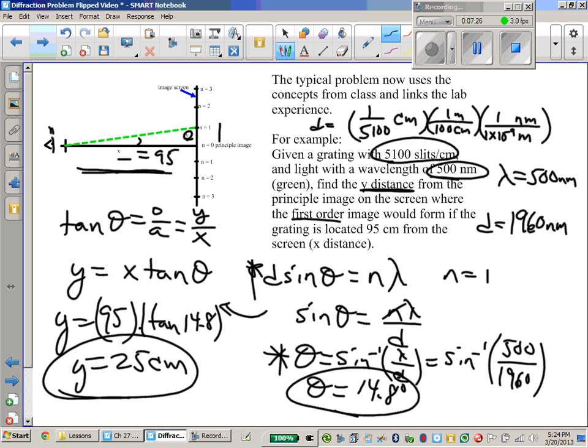So again, this is the typical way of solving a diffraction problem. It's going to be typical of what the AP is going to ask you, some variation of theory and lab. And it's typical of what you're going to be doing on Friday on the homework. So give it your best shot, and we'll take it from there.